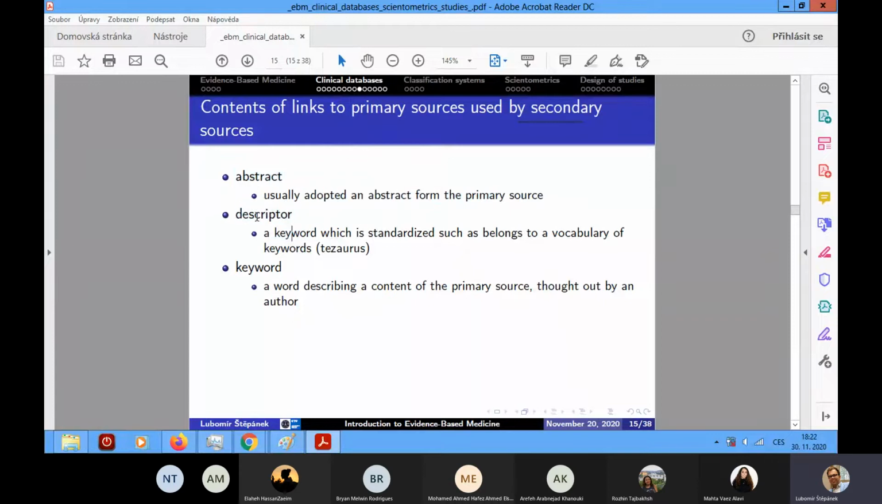The descriptor, or a bunch of descriptors. If the secondary source uses a bunch of descriptors to describe your primary source, one descriptor is a standardized keyword, which belongs to a defined and well-established vocabulary of keywords, and this is called a thesaurus. One of the thesauri I mentioned before is MeSH, Medical Subject Headings. So a descriptor is a keyword which is, for example, automatically picked up and standardized in some way.